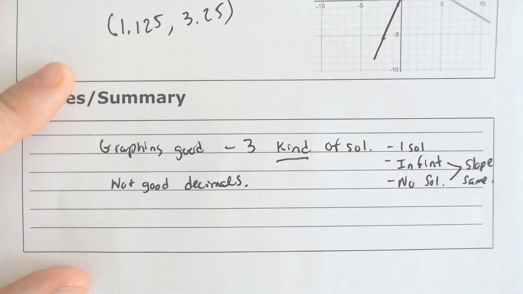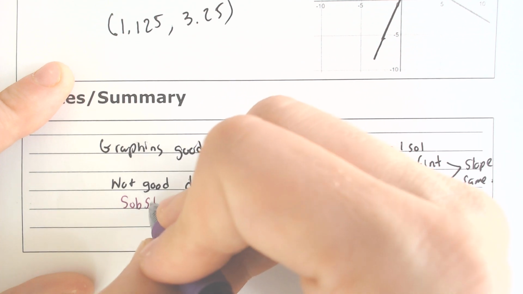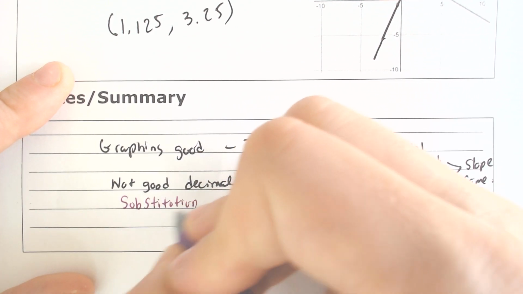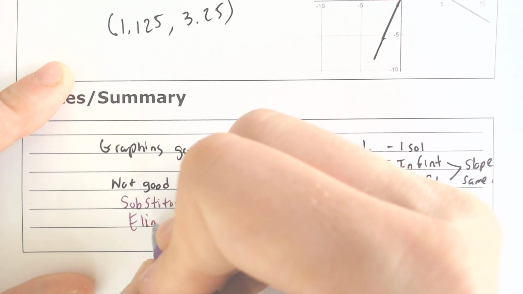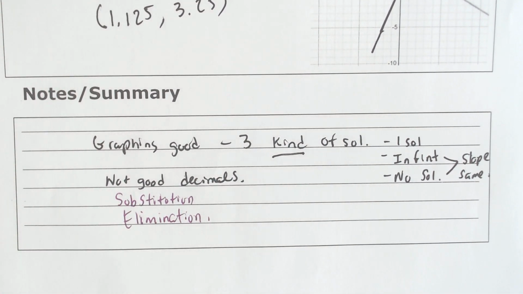Okay, so if it's not good for decimals, we must have two other methods that we're about to learn, the substitution method in the next video and the elimination method in the next video. Okay, so I would recommend stay tuned for that.